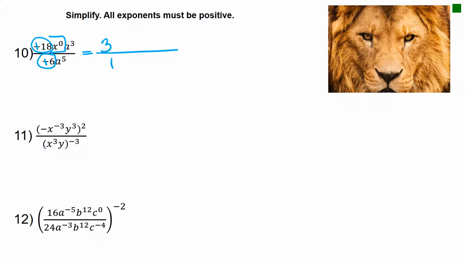What about x to the first? It equals 1, and since we're multiplying, we just cancel it. Look at the a's. There's more a's on the bottom. There were 5. Take away the 3 that would cancel. You have 3 over a squared.